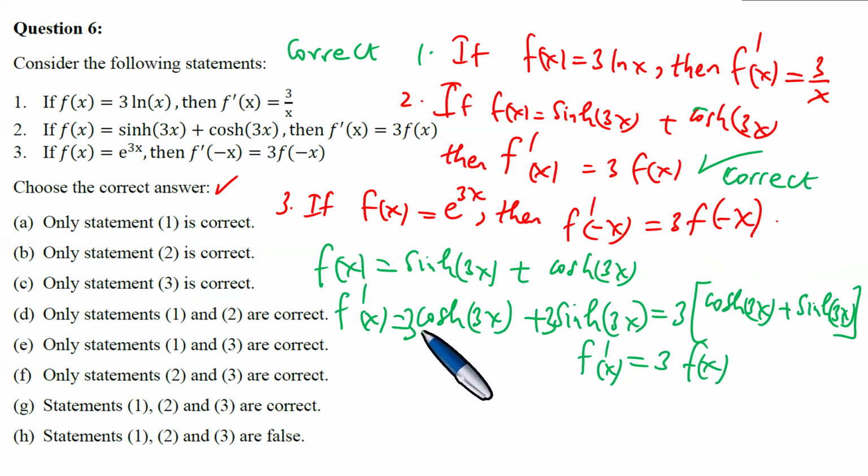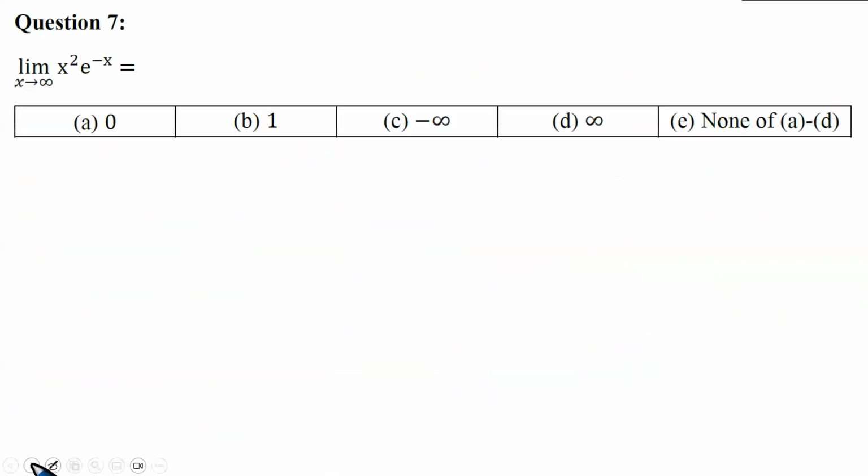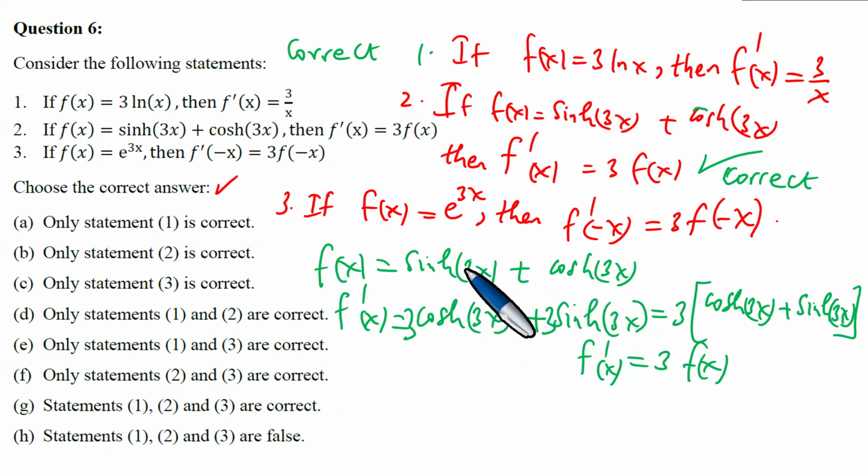Let us look at the third one. In the third case, you take the function f of x equals e to the power 3x. Then we're going to find the derivative f prime of minus x. So what is f of minus x? It is e to the power minus 3x.